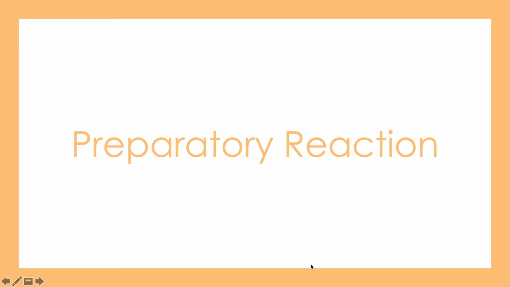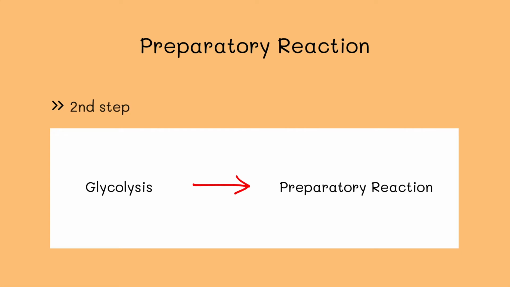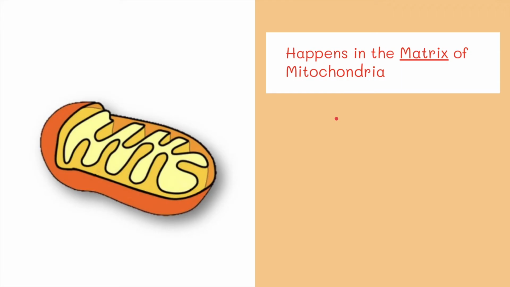The next step of cellular respiration is the preparatory reaction. The main idea of the preparatory reaction is to convert 2 pyruvate to 2 acetyl-CoA. The preparatory reaction is the second step of cellular respiration that comes after glycolysis, and it is also called pyruvate oxidation. It happens in the matrix of the mitochondria.